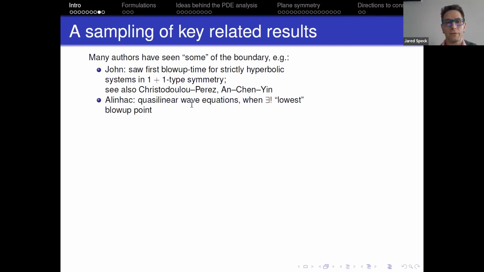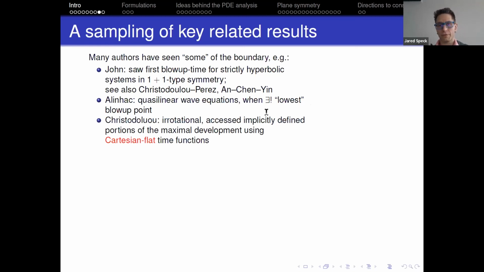A real major breakthrough came in the late 90s by Alinhac, when he studied quasi-linear wave equations, and he studied initial data that have a unique lowest blow-up point. I'll show you exactly what I mean on the next slide, a picture of what I mean by lowest blow-up point, and that should be thought of as an assumption on the regime under consideration. This regime does not cover perturbations of plane symmetry.